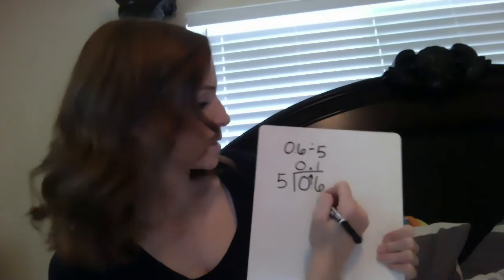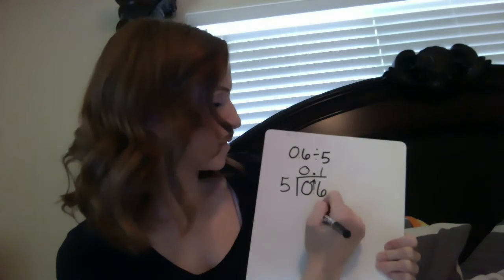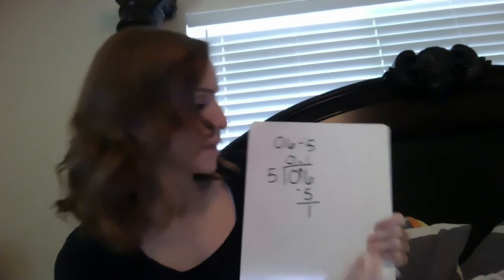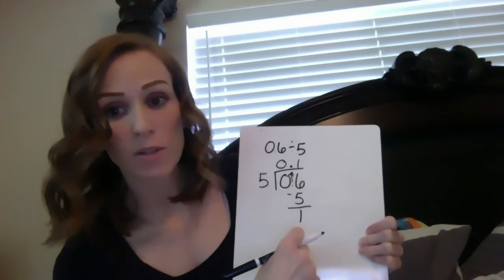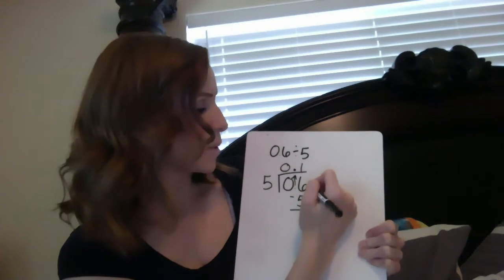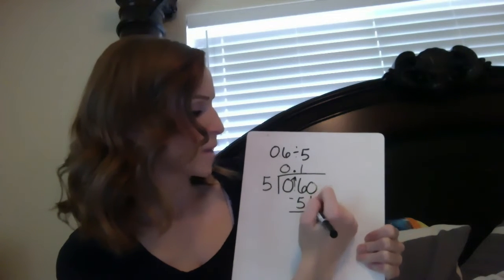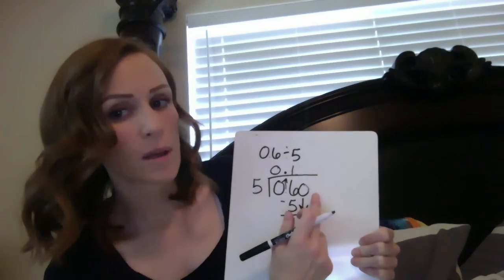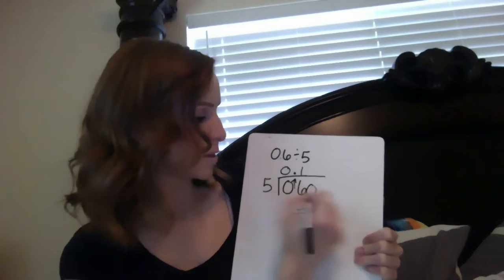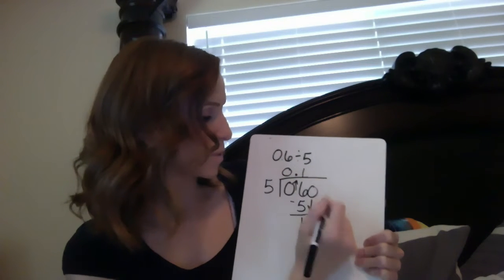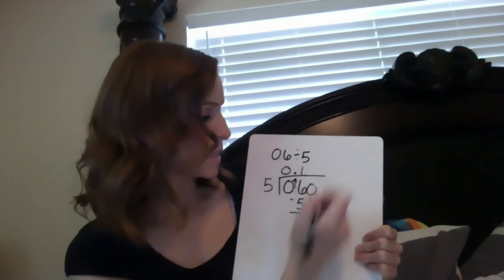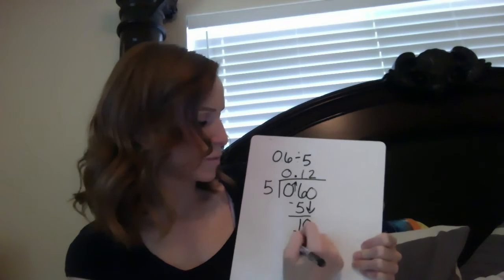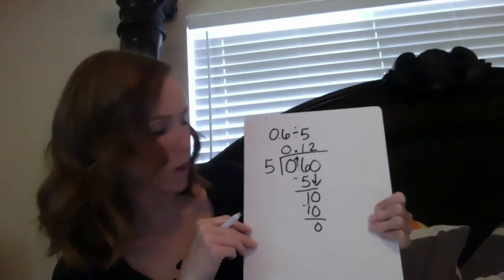5 times 1 is 5. Subtract, 6 minus 5 is 1. Now, we are not going to have a remainder, so we're going to keep dividing, meaning I'm going to add a 0 to bring down. Because this does not change the value of my number, but it will help me so I don't have a remainder in my decimal. So I bring that down. 5 goes into 10 2 times. 2 times 5 is 10, so I am left with no remainder, and that's exactly what we want.